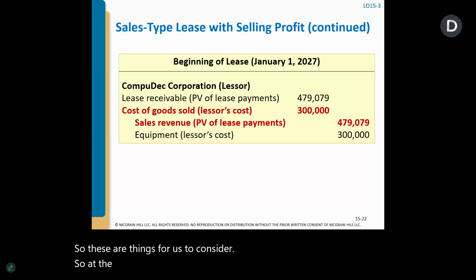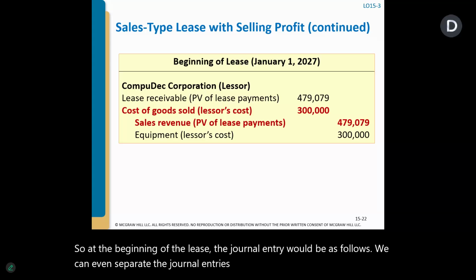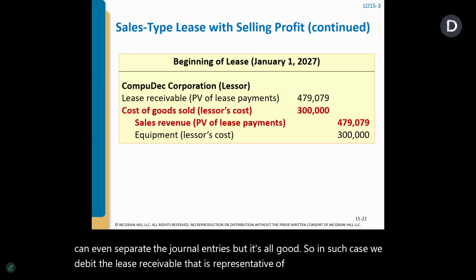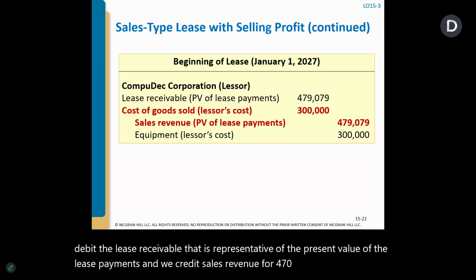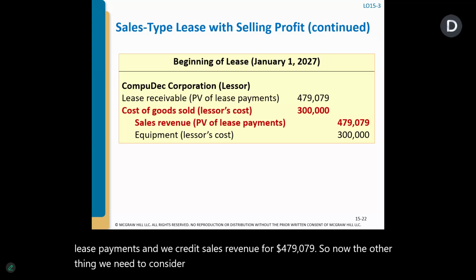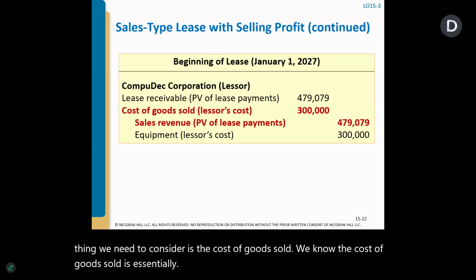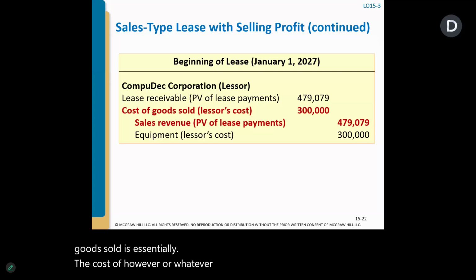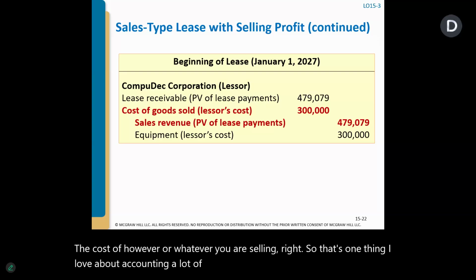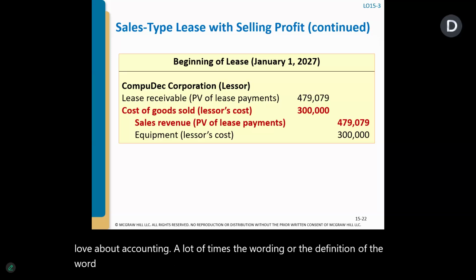At the beginning of the lease, the journal entry would be as follows. We can even separate these journal entries, but it's all good. In such case, we debit the lease receivable, representative of the present value of the lease payments, and we credit sales revenue for $479,079. The other thing we need to consider is the cost of goods sold. We know the cost of goods sold is essentially the cost of whatever you are selling. That's one thing I love about accounting: a lot of times the definition of the word is in the word itself. So just keep that in mind.